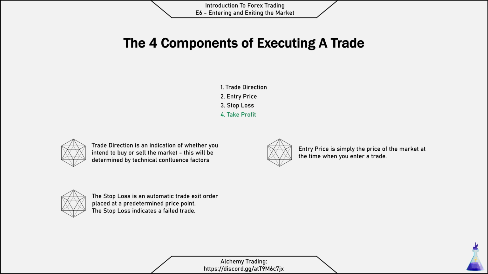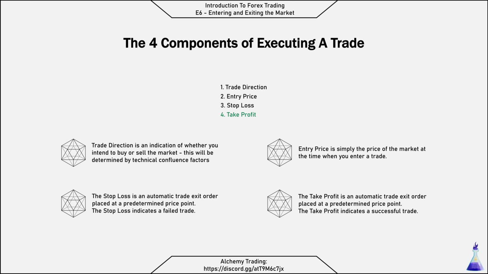And finally, you have the take profit. The take profit is the opposite of a stop loss. It's an automatic trade order placed at a predetermined price point which will close your position. The purpose of a take profit is to automatically close a trade once the edge has played out.